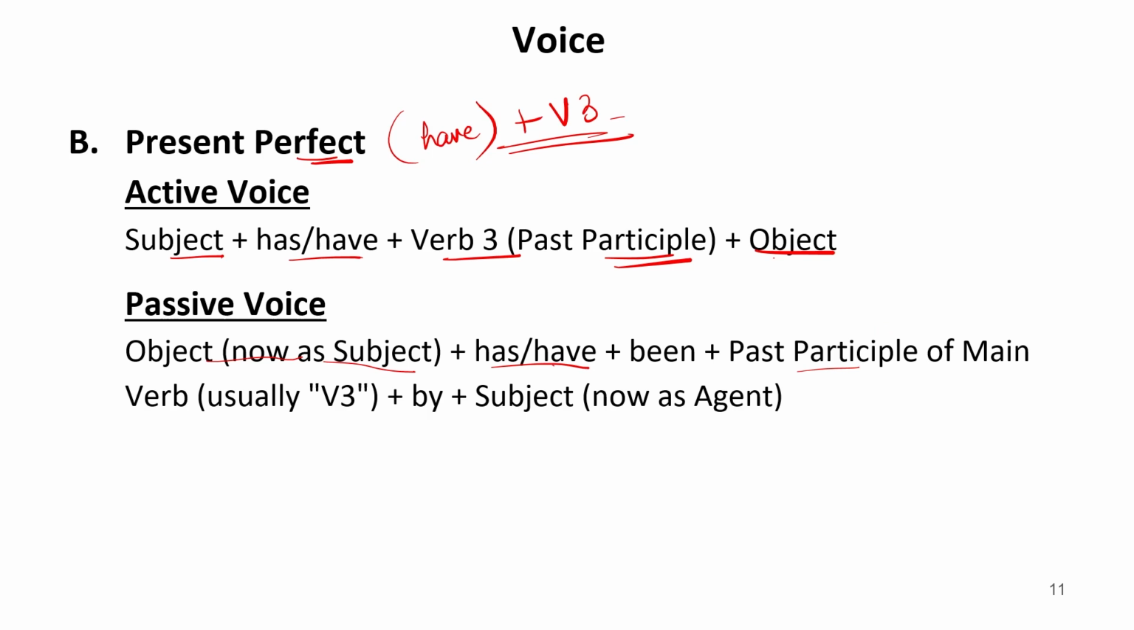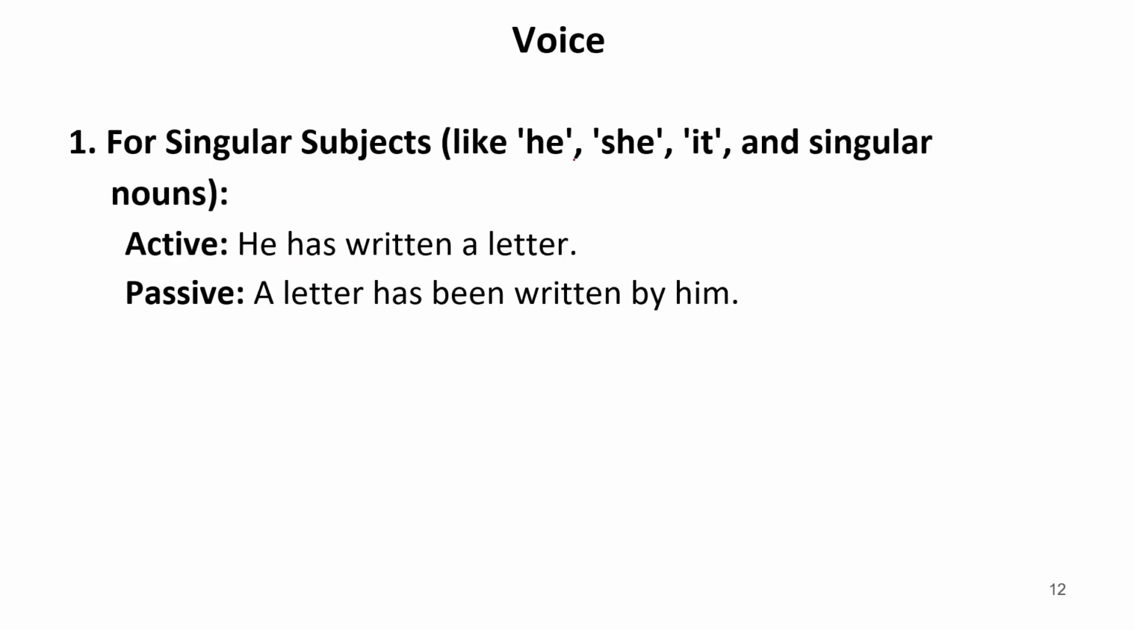The sentence would have been right, but according to the perfect tense, the sentence would have been an active sentence. But in the case of passive, be is always required, and has and have are always followed by the third form of the verb. Therefore, we make be the third form, that is has been or have been. Then we have the past participle, that is the main verb's third form. Then we have by, then we have the subject, now as agent.